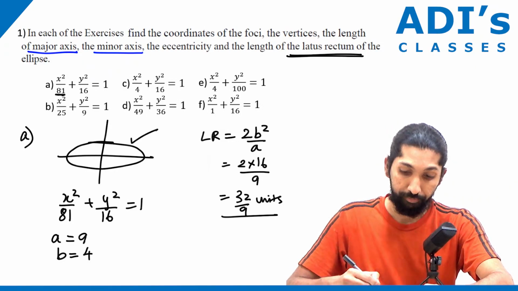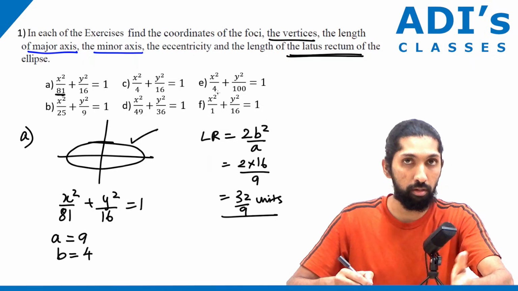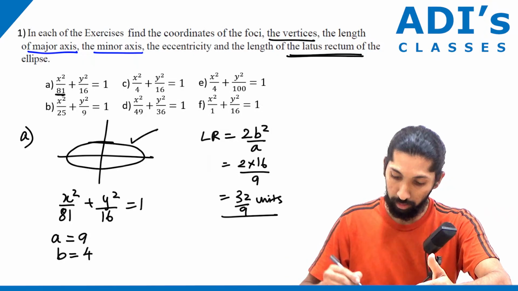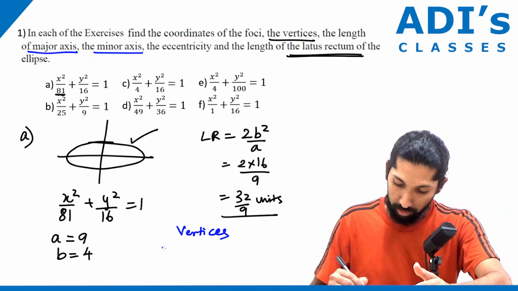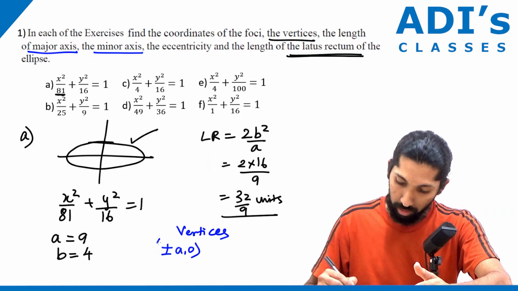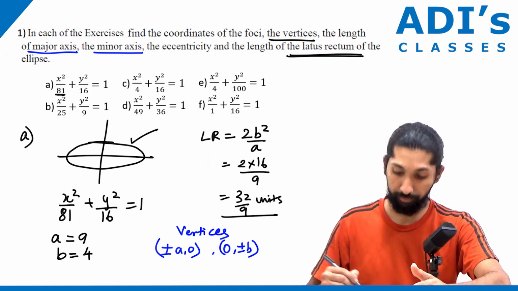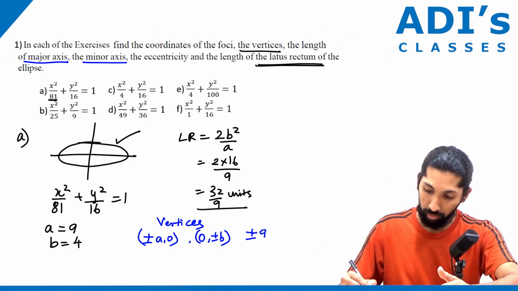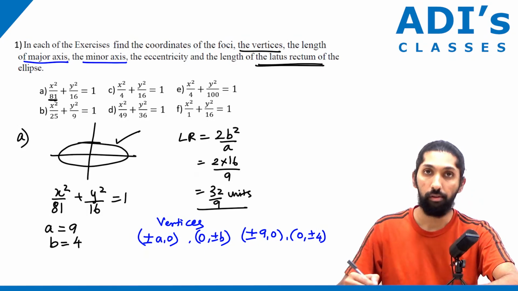So LR is done. Now we have vertices. Vertices are nothing but plus or minus A comma 0 and 0 comma plus or minus B. That means here we are looking at the vertices plus or minus A comma 0 and 0 comma plus or minus B. So what are we going to have? Plus or minus 9 comma 0 and 0 comma plus or minus 4. These are the vertices. Fair enough.